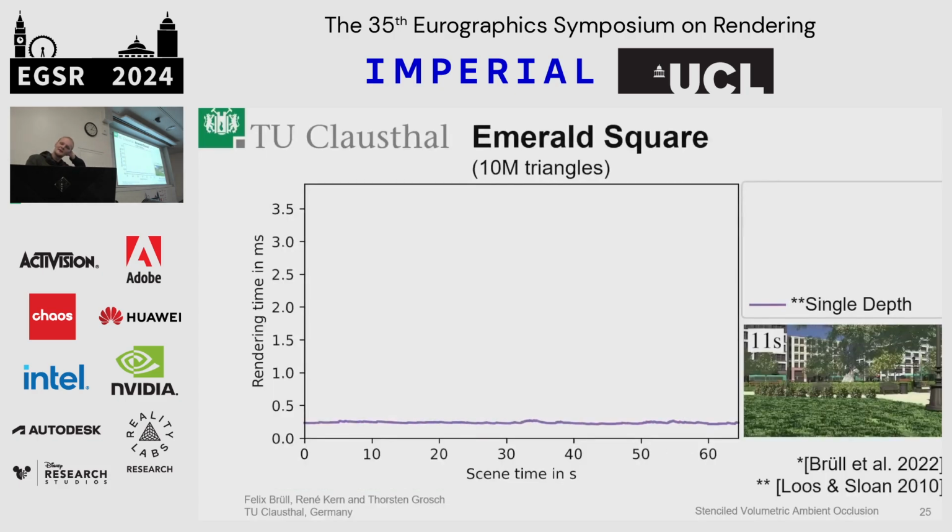So let's go to the performance evaluation. We did this for our most difficult scene, which is the Emerald Square with 10 million triangles.